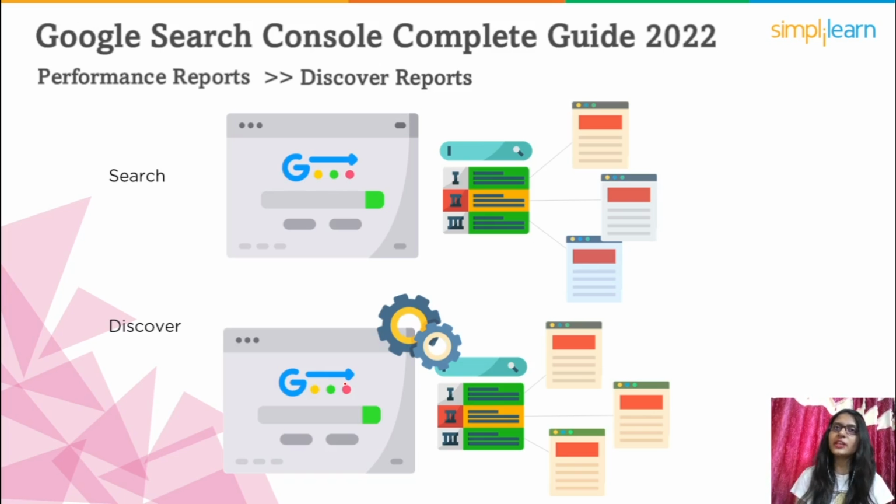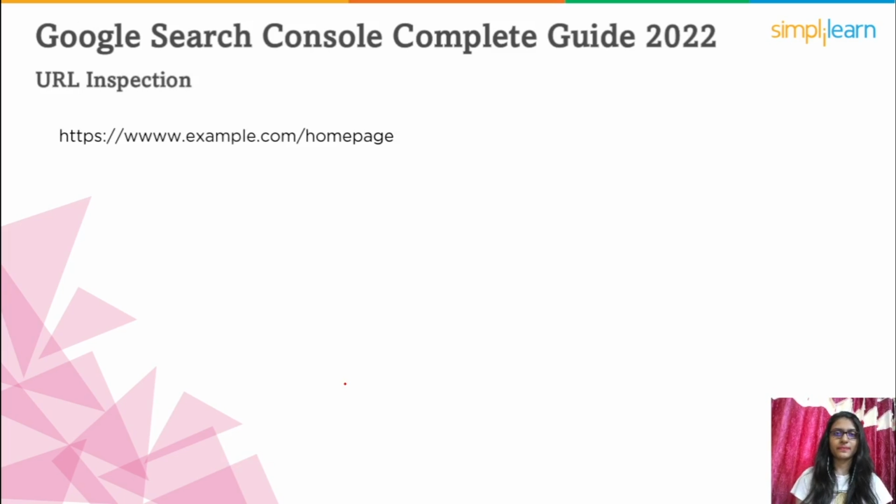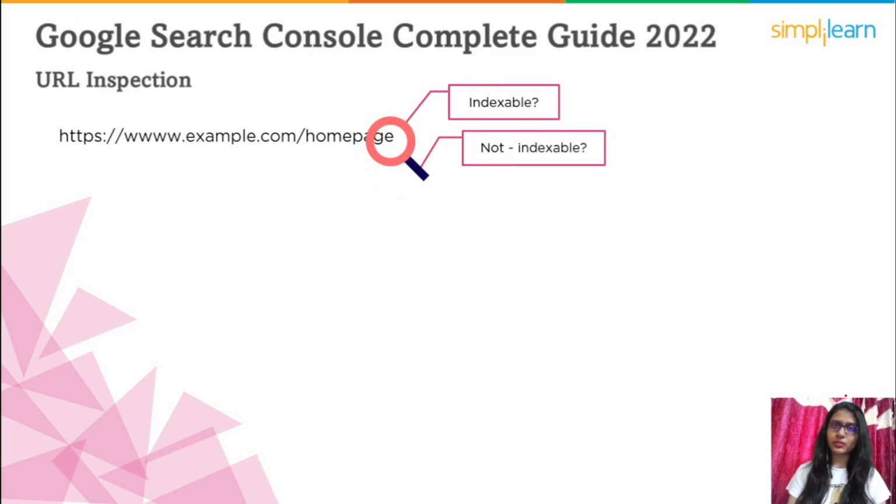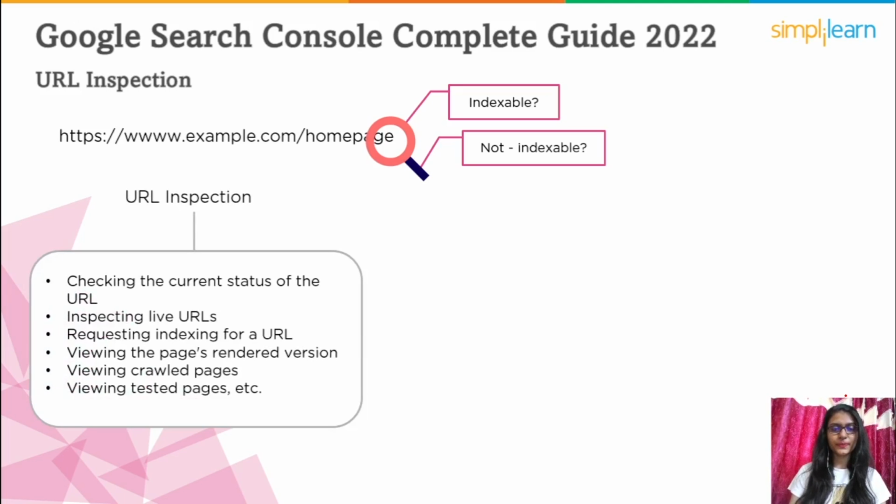Now moving to another important parameter of Search Console, which is URL Inspection. URL Inspection is an interesting tool in the Search Console. This tool allows you to inspect whether the URL is indexable or not. Some main functions of this tool include checking the current status of the URL, inspecting live URLs, requesting indexing for a URL, viewing the page's rendered version, viewing crawled pages, viewing tested pages, etc.